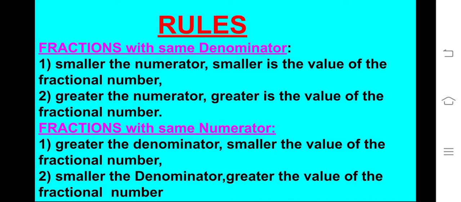Understood, children? So the rules again I am reading. Fractions which have the same denominator: smaller the numerator, smaller is the value of the fractional number. Greater the numerator, greater is the value of the fractional number. Fractions with the same numerator: greater the denominator, smaller the value of the fractional numbers. Smaller the denominator, greater the value of the fractional numbers.